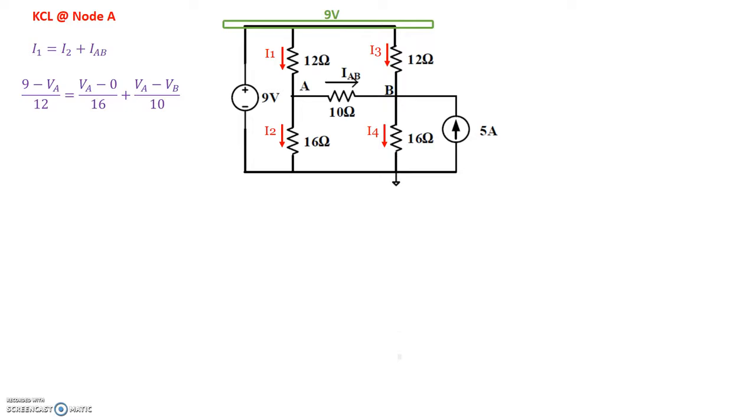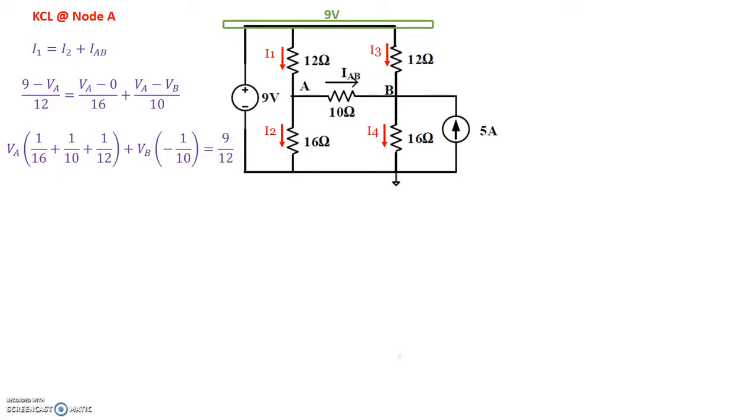Let's rearrange so that the voltages are written as such. So VA times 1 over 16th from here, VA times 1 over 10th from here. Let's bring this to this side, so VA times 1 over 12th. That's how we got this. Similarly, VB has only one place right here, so negative 1/10, and we have 9 over 12 from this constant on the right hand side.